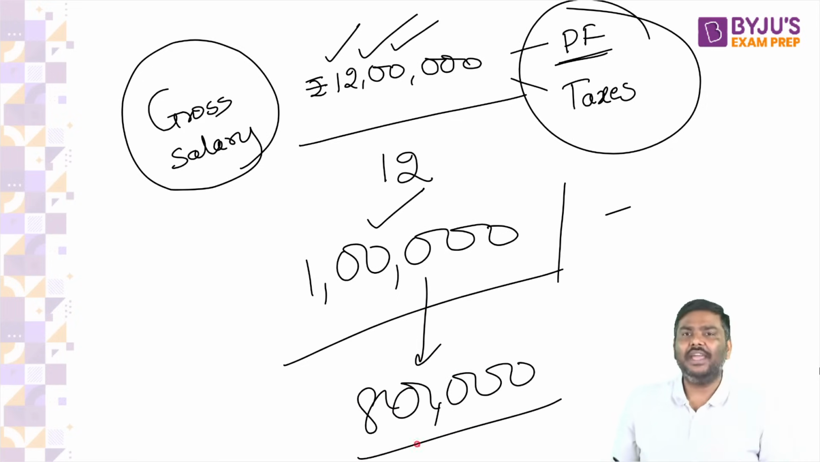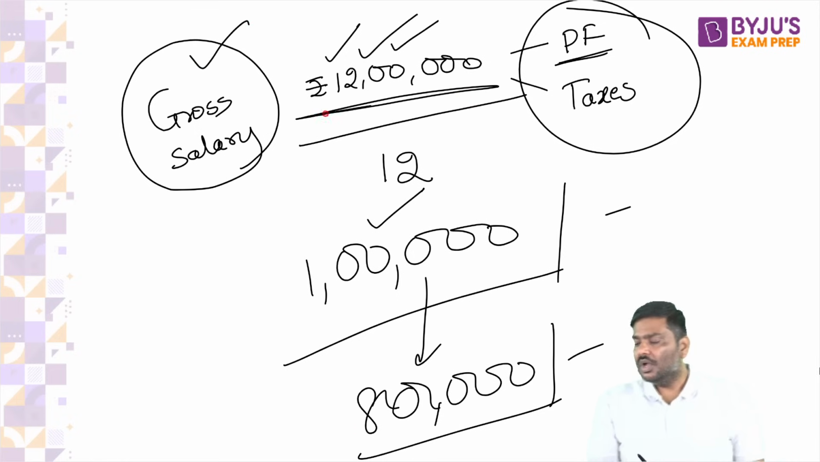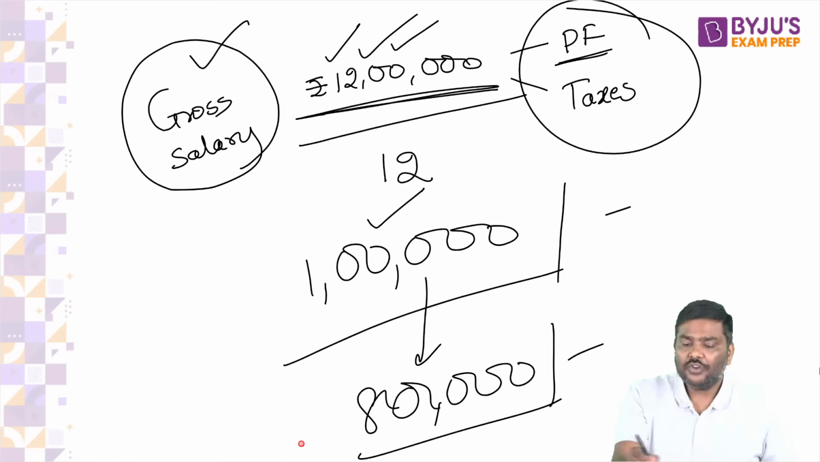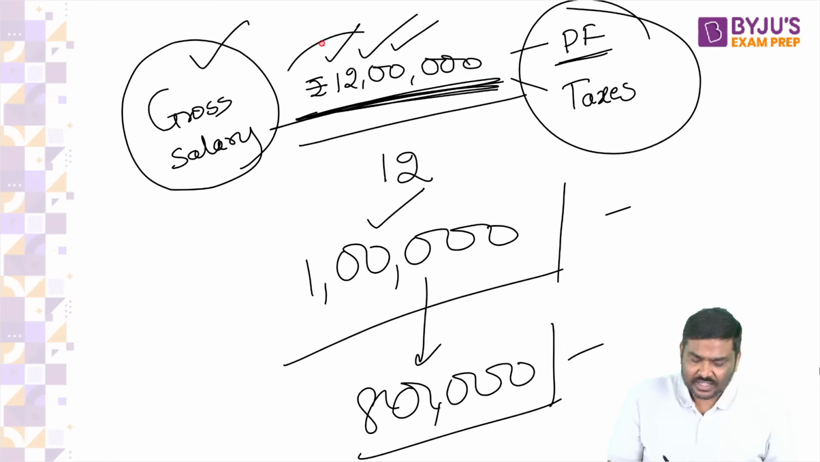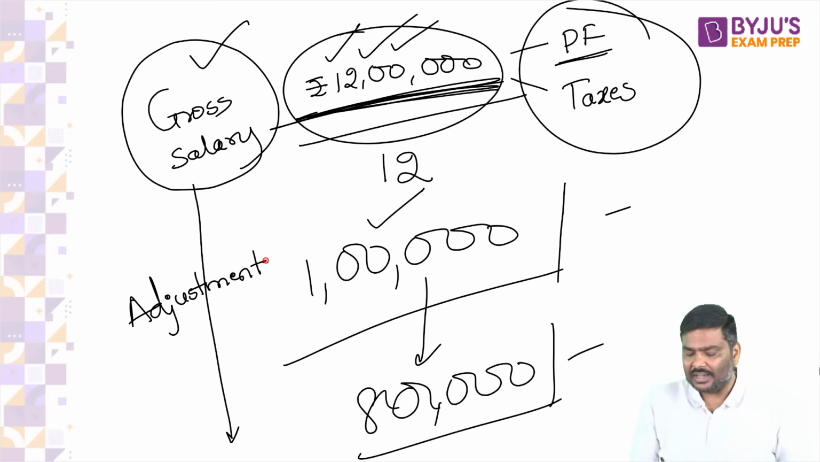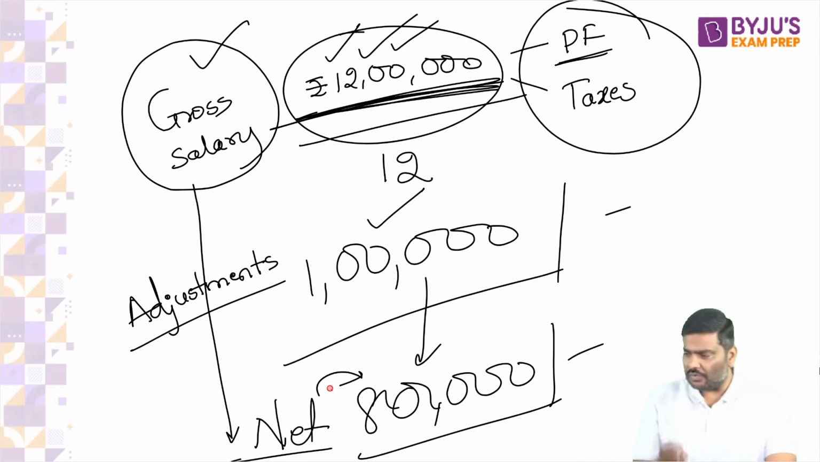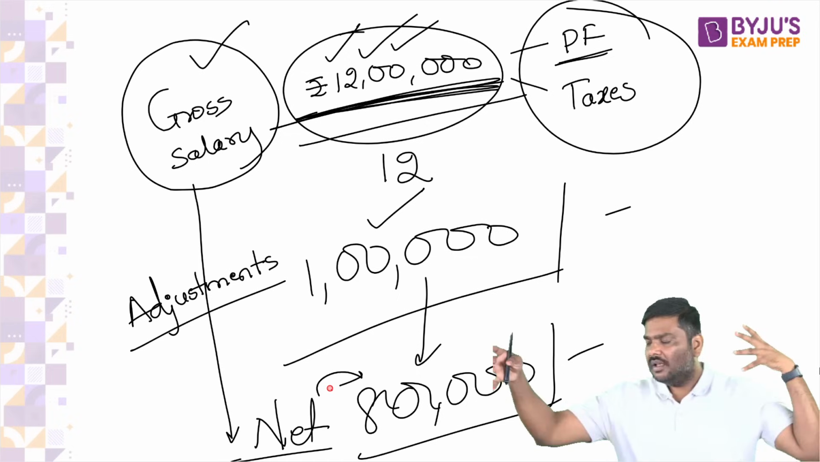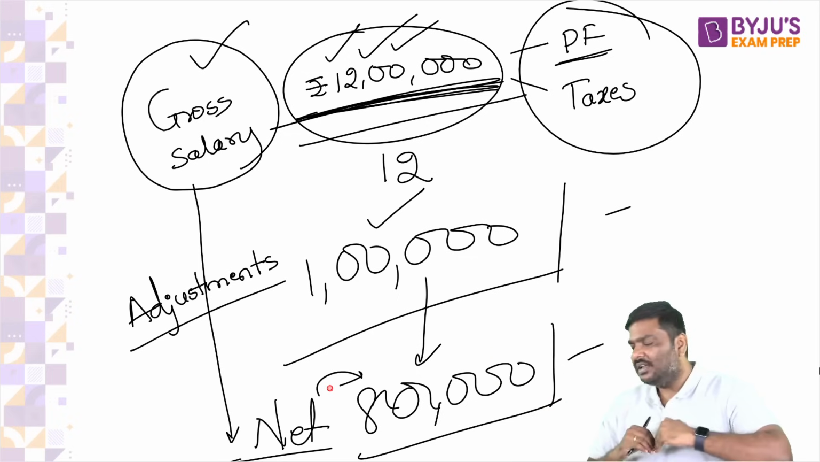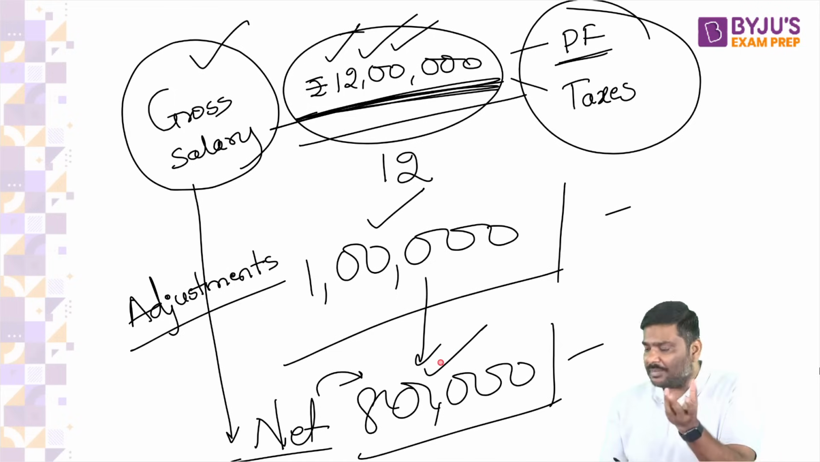Now, can I simply say gross means total? Any problem? Please do let me know. Gross means total. From the total, certain adjustments are done and you will get net. Any problem here? Can we go forward? Gross is total. From the total, certain adjustments are done, certain changes are done to arrive at net. Now, this is the basic idea. Please remember this. Now, why this is important?